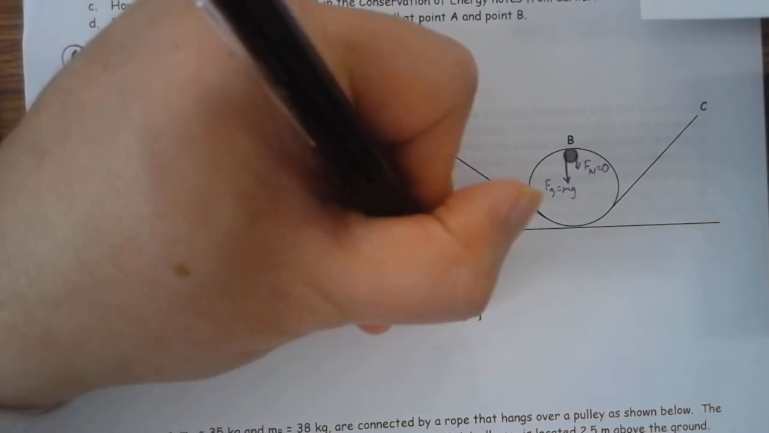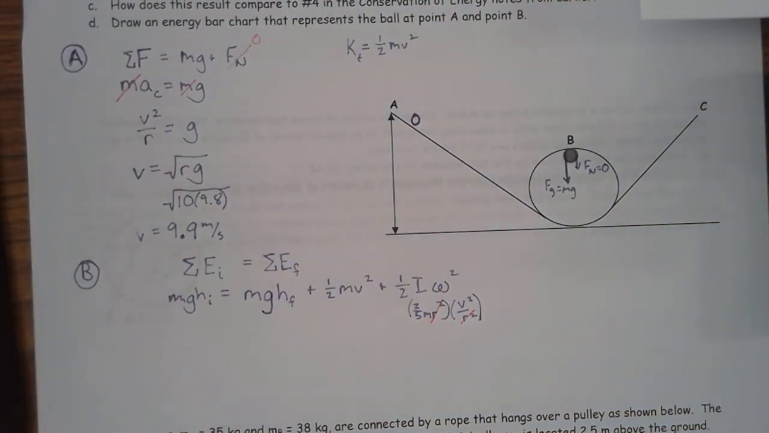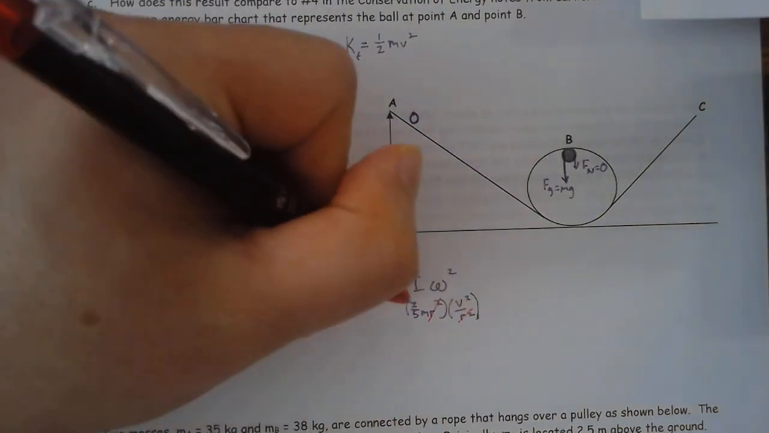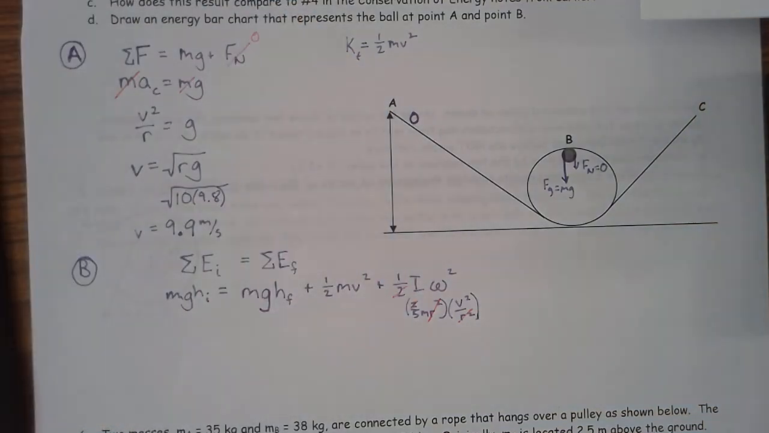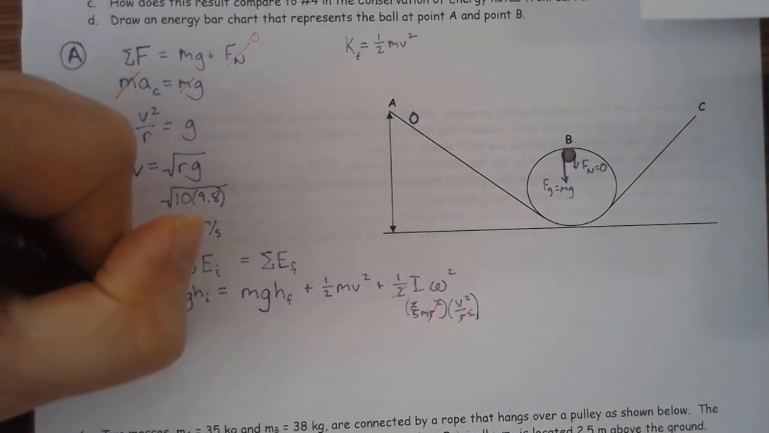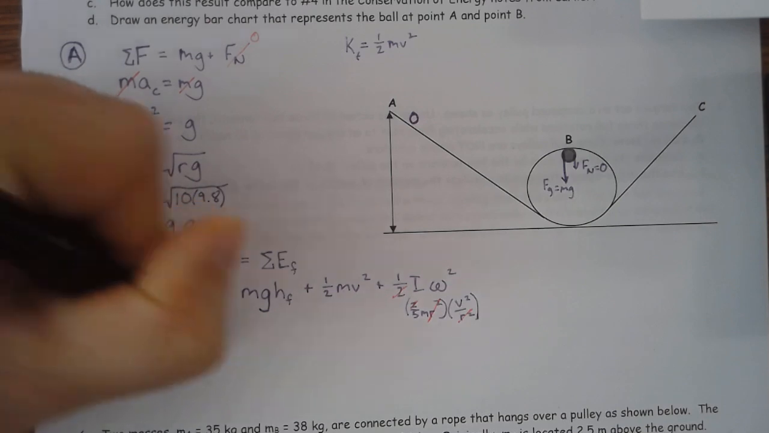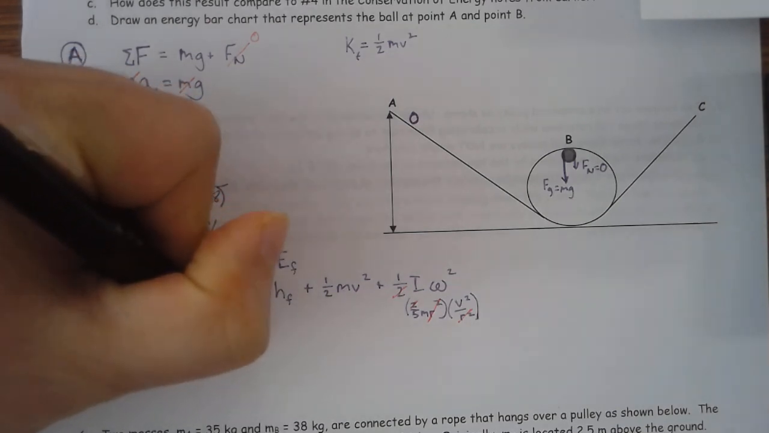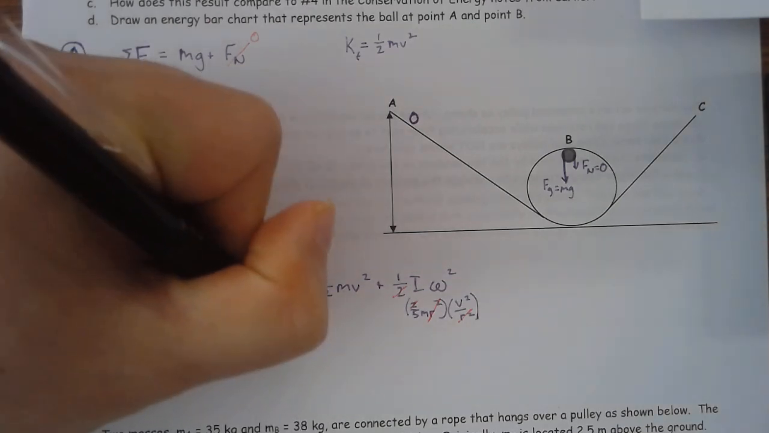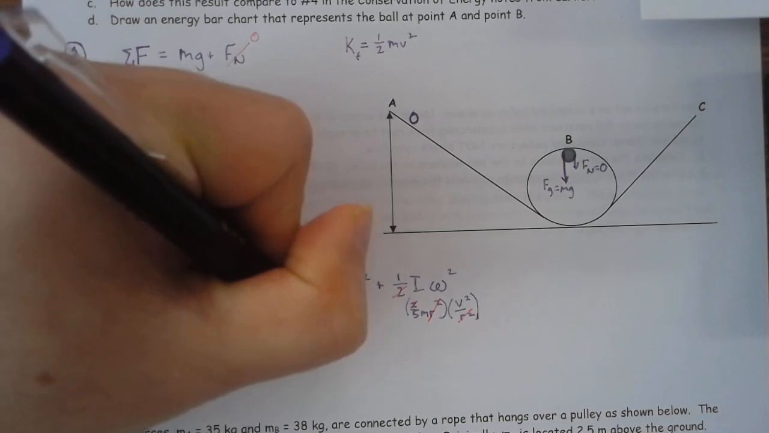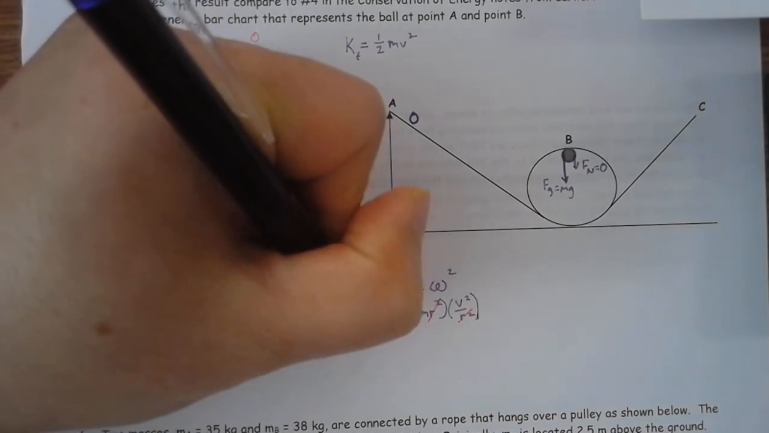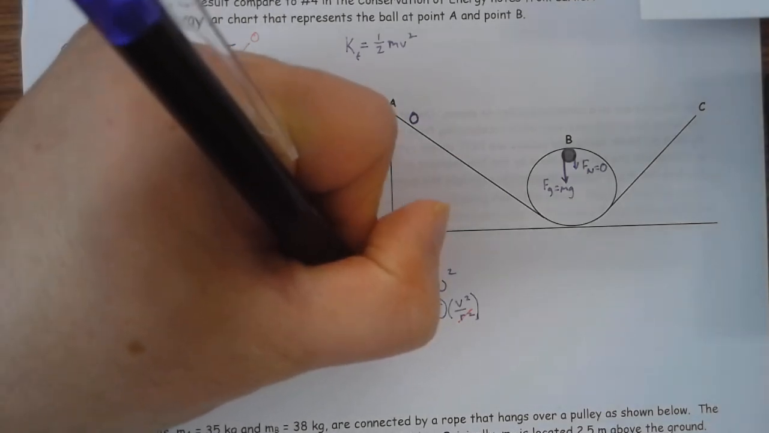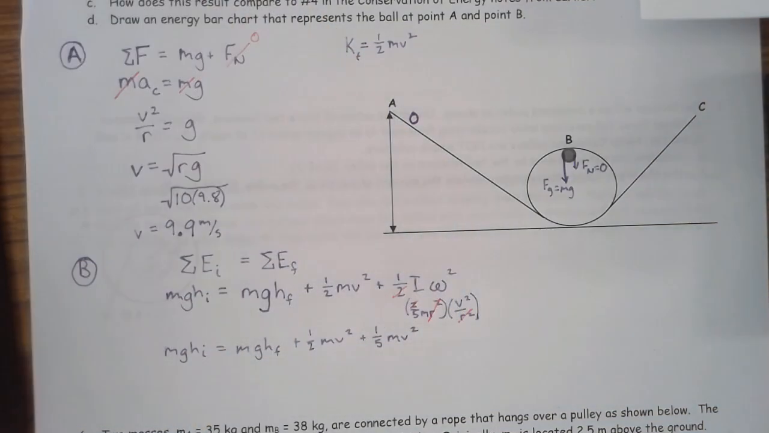And we have the cancellation of our r squareds. I'm going to go ahead and cancel out those 2's as well. So I'm looking for my height that I need to launch it at. I've got mgh initial equals mgh final plus 1/2 mv squared plus 1/5 mv squared.